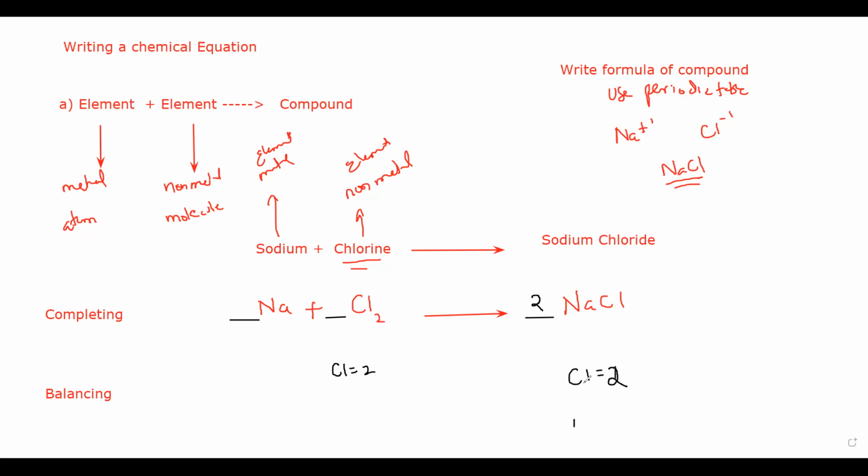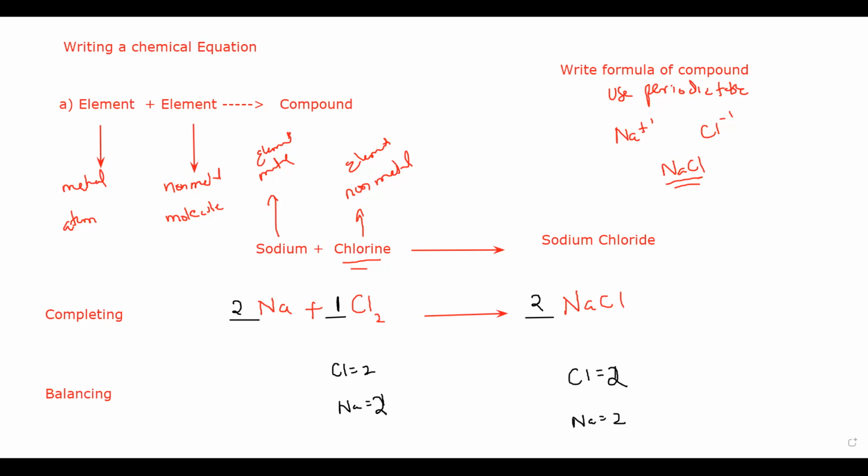But what about sodium? On the right hand side, we have 2 sodium. On the left hand side, we have 1 sodium. So to make it balanced, we will put 2. So sodium is also balanced. And it's not necessary to write a number where you don't need one, which means here we have 1. So 2 sodium atoms reacted with 1 chlorine molecule give 2 sodium chloride molecules. Is this part clear?